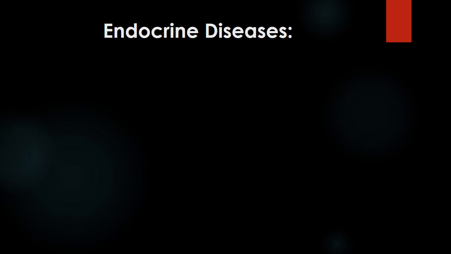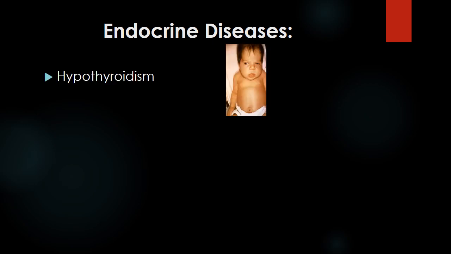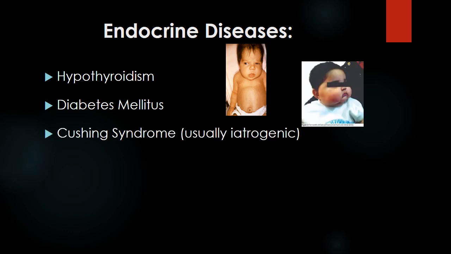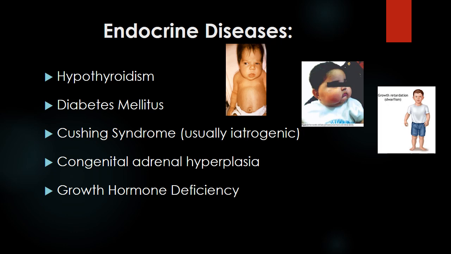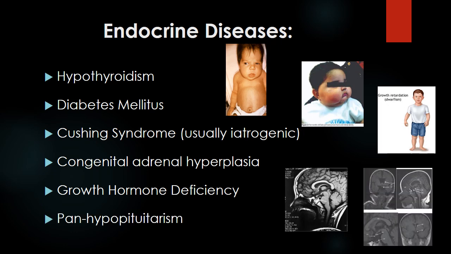Endocrine problems are very peculiar in leading to short stature, hypothyroidism being one of the commonest endocrine problems that we come across in children, diabetes mellitus, Cushing syndrome, which in children is largely iatrogenic because of the use of steroids, congenital adrenal hyperplasia, not so uncommon in our setup, growth hormone deficiency itself, or panhypopituitarism, may it be secondary to empty sella syndrome or septo-optic dysplasia.